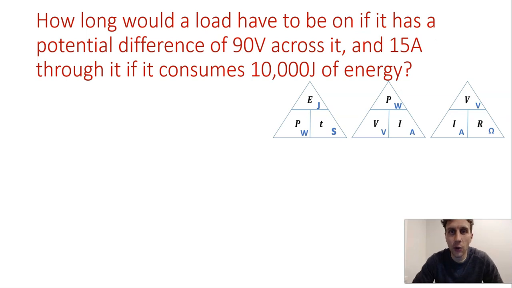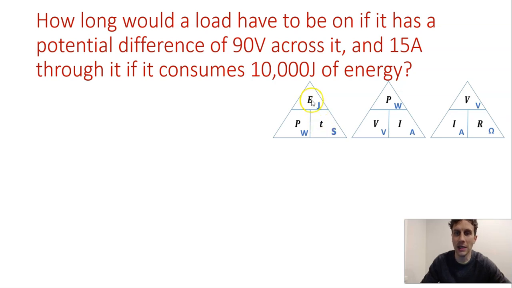How long would a load have to be on if it has a potential difference of 90 volts across it and 15 amps through it, and if it consumes 10,000 joules of energy? Whoa, that is a lot of words. But again, step number 1, what is this question asking for? How long would a load have to be on? That is most certainly time. We are looking for time, and only one of these has time. That is right here, T. So we need to use this triangle.